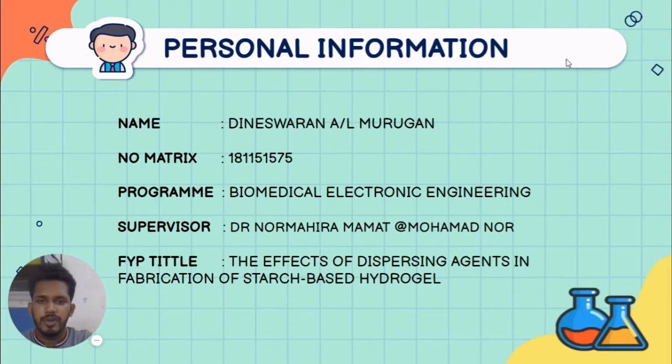So let me introduce myself first. My name is Dineshwaran Anlaki Murugan. My matric number is 181151575. I am from the Biomedical Electronic Engineering program. My FYP supervisor is Dr. Nomahira Mamad. My FYP title is the effect of dispersing agent in fabrication of starch-based hydrogel.